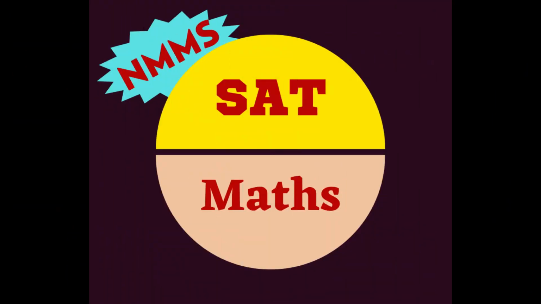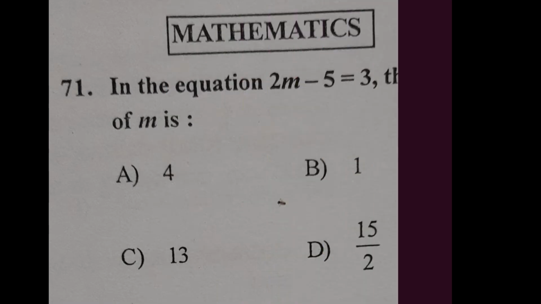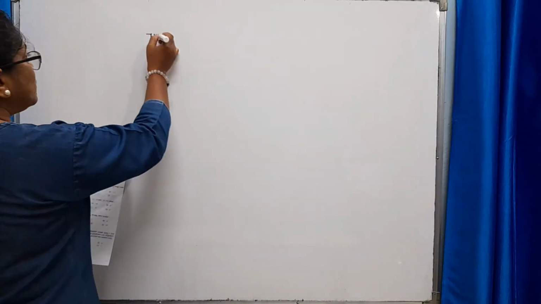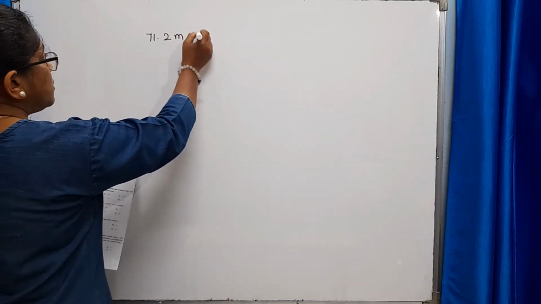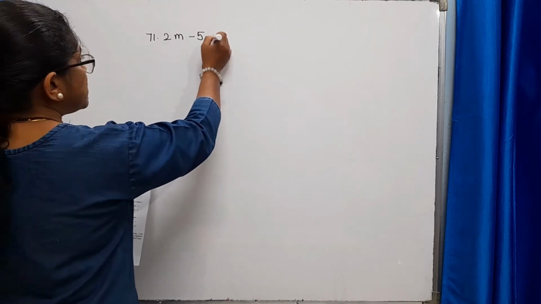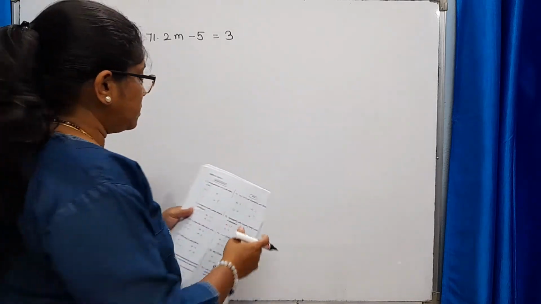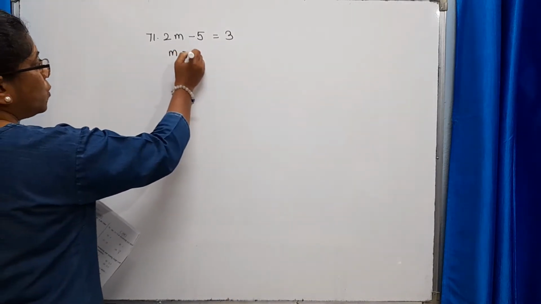So now let's start with the first sum from the maths part of this SAT paper of 2021-22. The first sum, in the paper it is the 71st sum: in the equation 2m minus 5 is equal to 3, the value of m is. Now here the equation is 2m minus 5 is equal to 3, and we have to find the value of m.